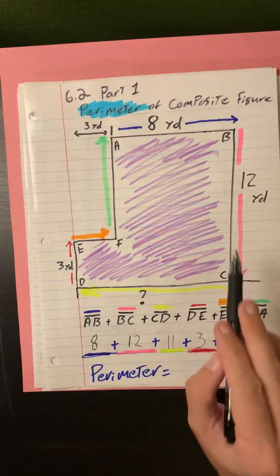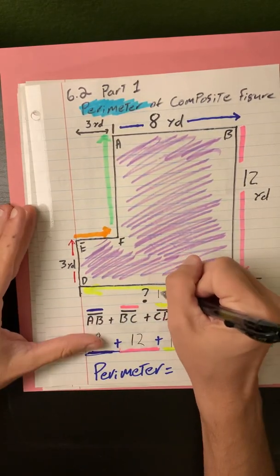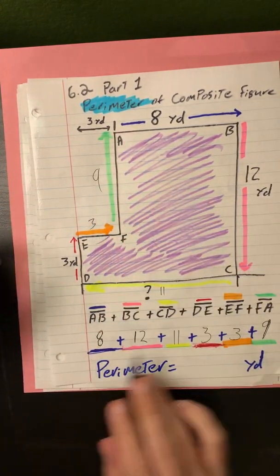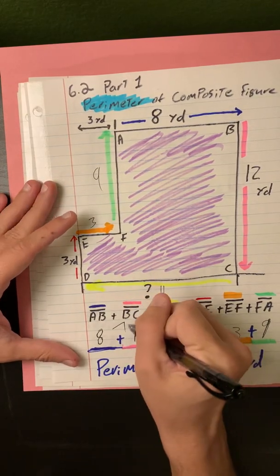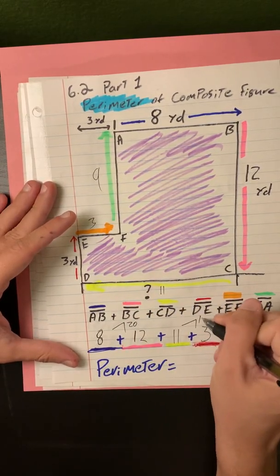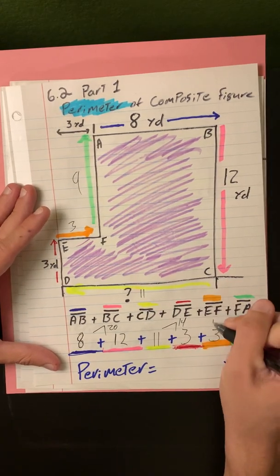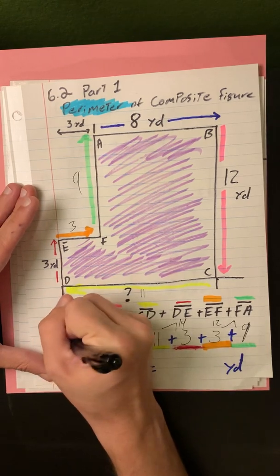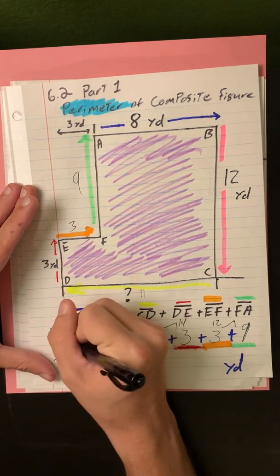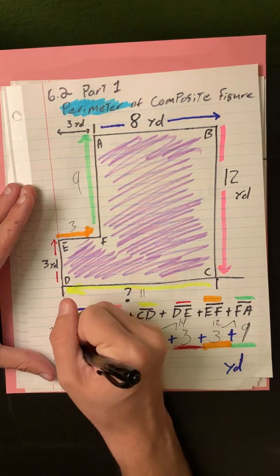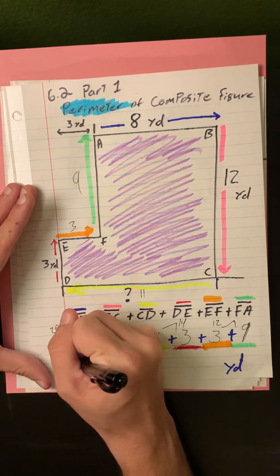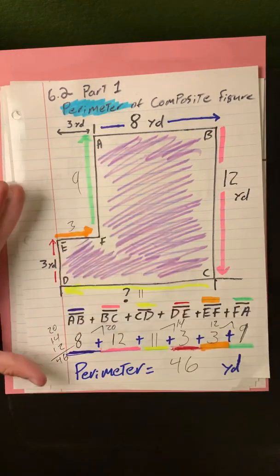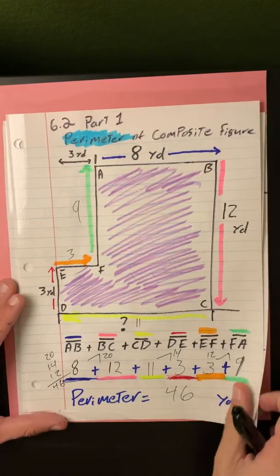Now that I have my lengths for all sides, I've figured out what my unknown sides are, I can add these all up together. So if I just group these together, like so, I have 20, 14, and 12. 4 plus 2 is 6, 20 plus 10 is 30, 30 plus 10 is 40. My total perimeter for this shape is 46 yards.